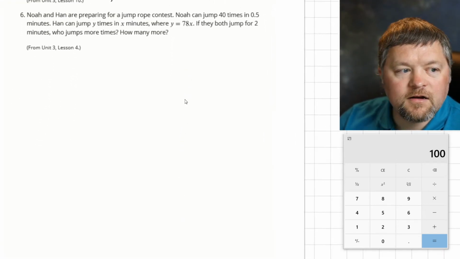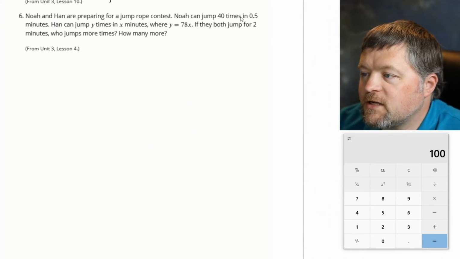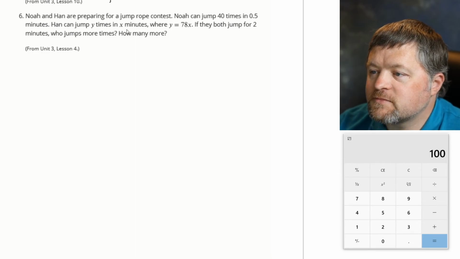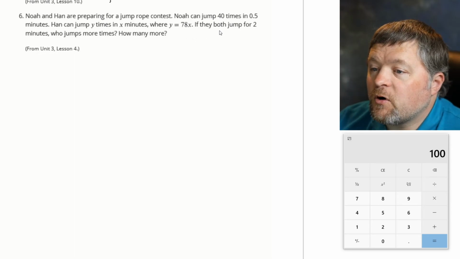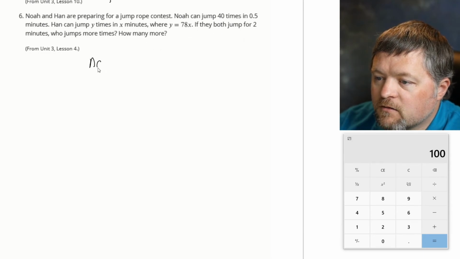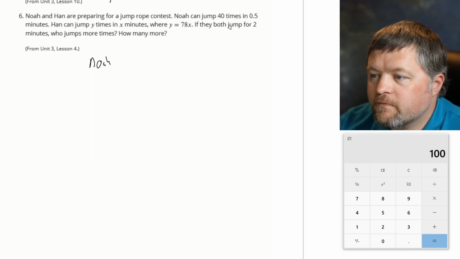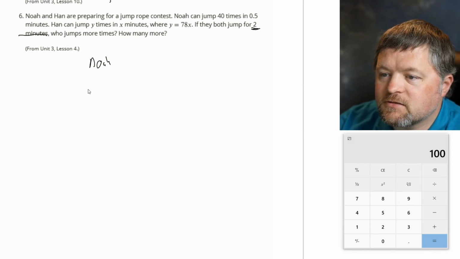Noah and Han are preparing for a jump rope contest. Noah can jump 40 times in 0.5 minutes, 40 times in half a minute. Han can jump y times in x minutes, where y equals 78x. If they both jump for 2 minutes, who jumps more? So Noah, 40 times in half a minute, but they are jumping for 2 minutes.